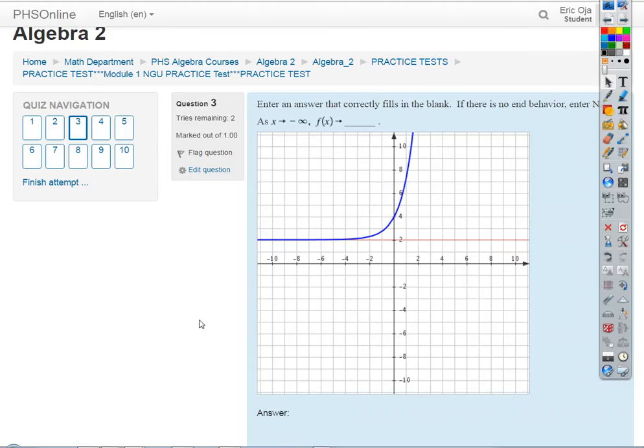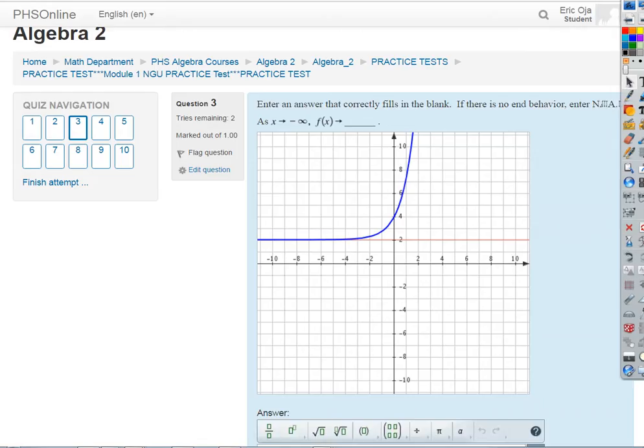Okay, what about this? Endpoint stuff, or end behavior. Enter an answer that correctly fills in the blank. As x approaches negative infinity, right? So what does that mean on the graph? Where's the ant walking? Good, so that way, how far? Forever. So as he walks that way forever, what is his y value doing? Approaching what y value? Positive 2, right? Okay. So that's the answer in this case, is 2.